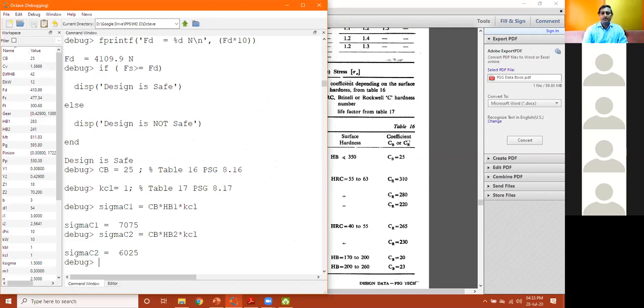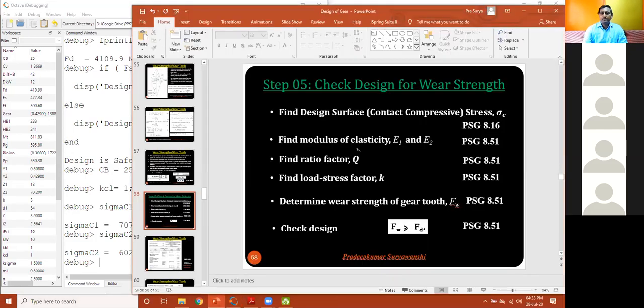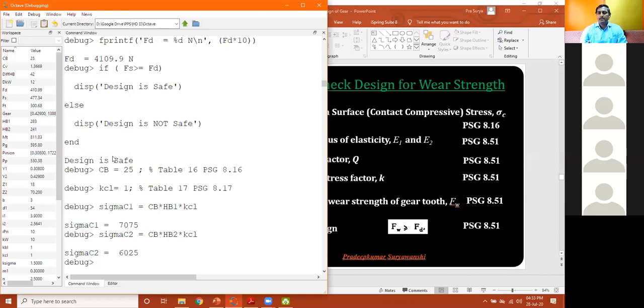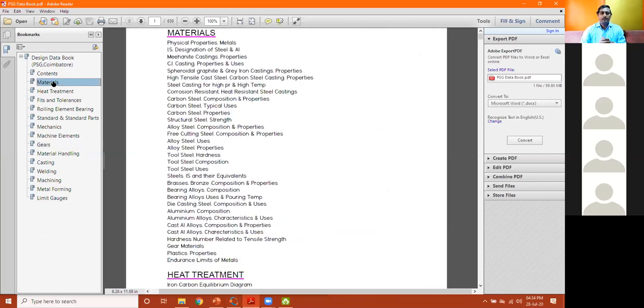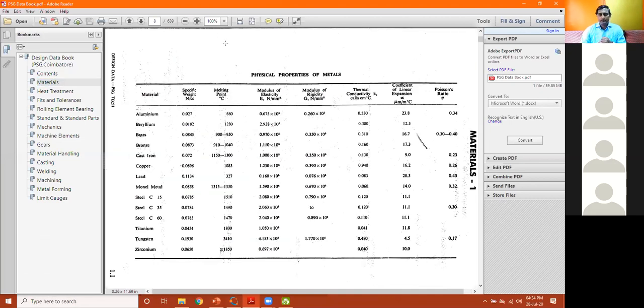What is the next step? Step number 5: find modulus of elasticity E1 and E2. Because both materials are steel, plain carbon steel as well as alloy steel, there may not be much difference in the value of E. So we will consider E1 equal to E2. Let's go to the materials section, where we'll see the physical properties of metals, page number 1.1. Here we can see there are different steels.